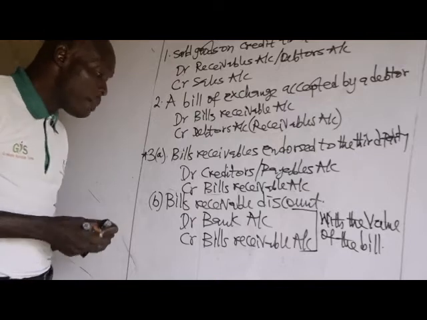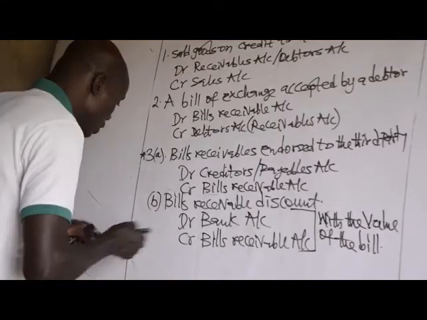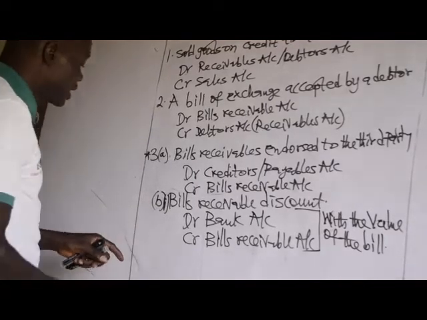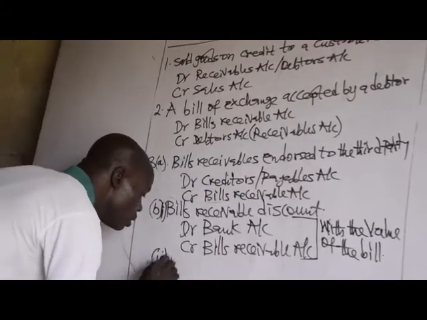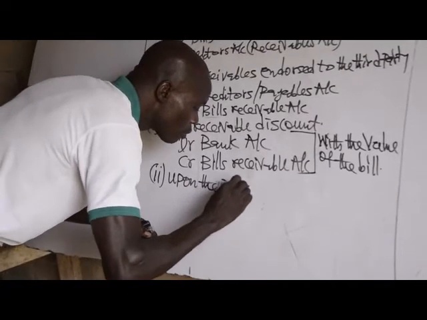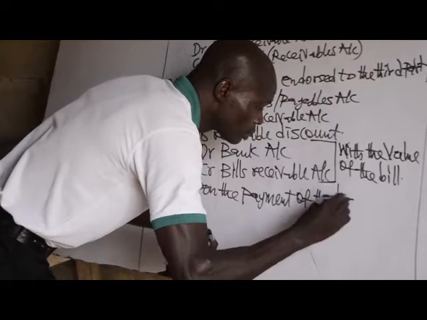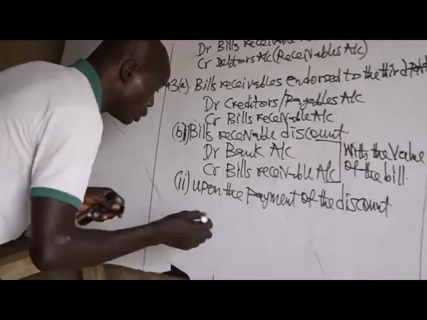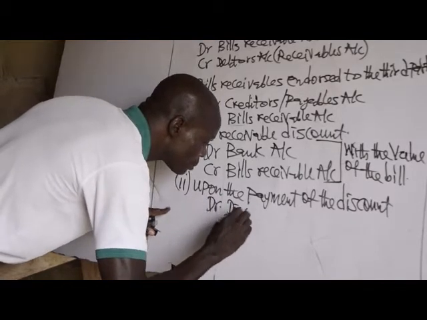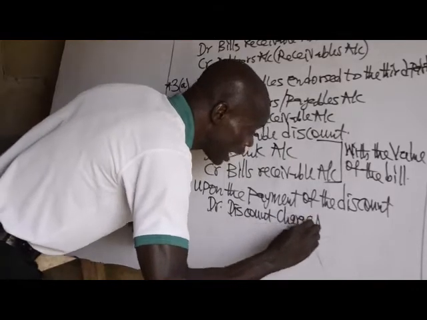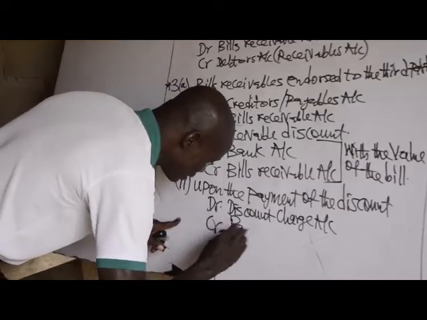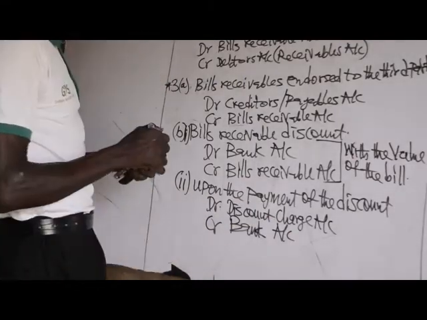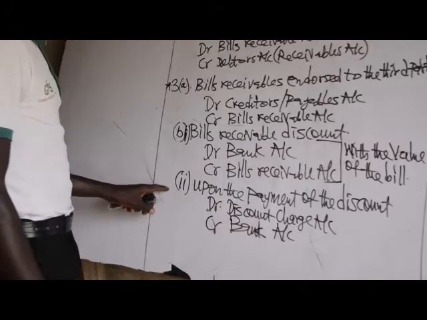Now, I've told you that the bank or discount house will not pay up to the full value of the bills. There will be a discount on the bill with the discount charge. Upon the payment of the discount, your bank account is the one giving out now. Discount is an expense to you. So you debit discount charge account. Then you credit your bank account. The money is going out from your bank account, so your bank is the giver. You credit bank account. So that is where the bills receivable has been discounted.